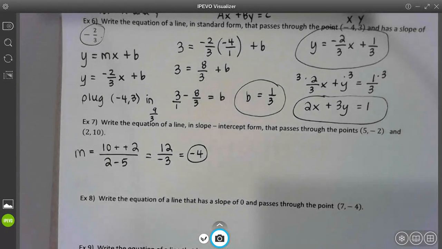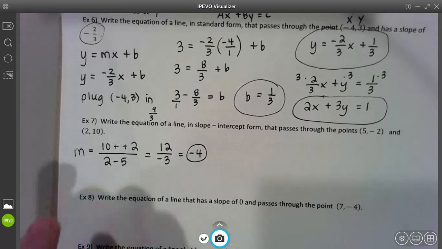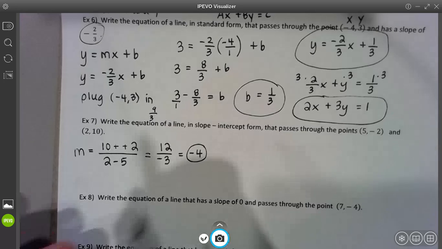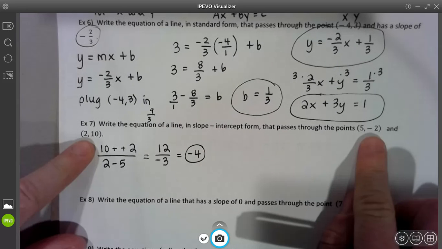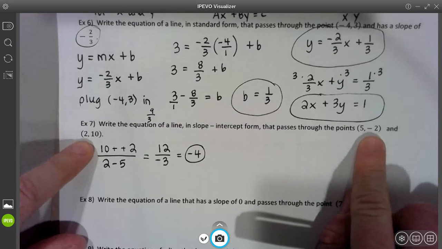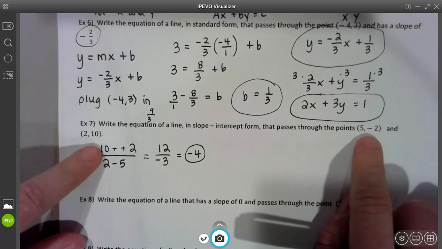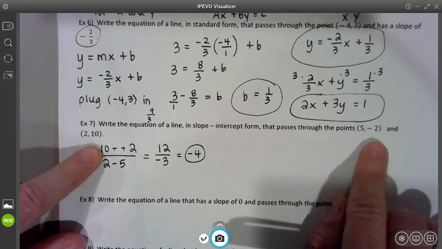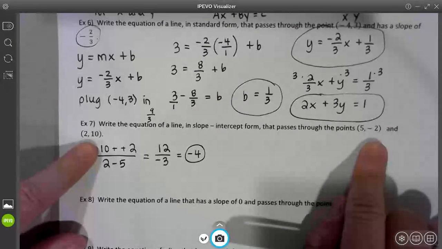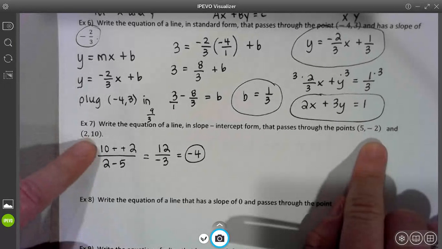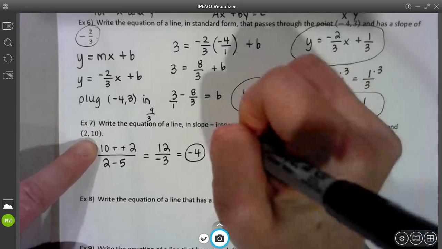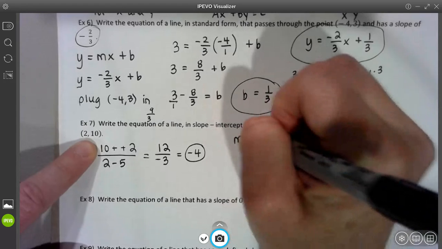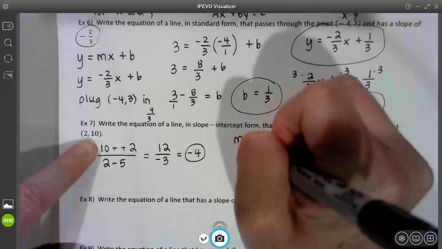All right, so guys, now we have a slope. Yesterday, when they were willing to give us a slope and 1 point, we borrowed that point to plug in for x, y, and then our slope for m, and we were able to solve for the y-intercept. So now we have a slope and 2 points. It's almost like you have too much information. So what you're going to do is pick one of these points and forget about the other one. You only need one of the points from here on out. So guys, I'm going to pick (2, 10) because they're both positive numbers. So I'm going to use my slope of -4, and I'm going to pick the point (2, 10).